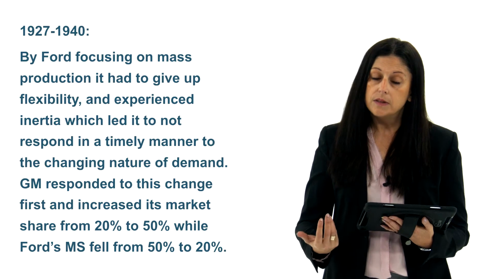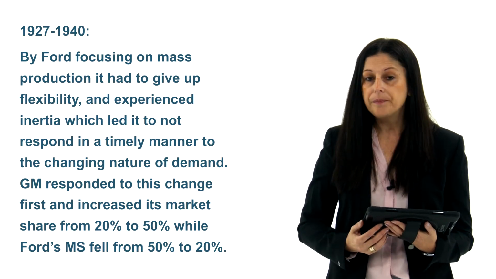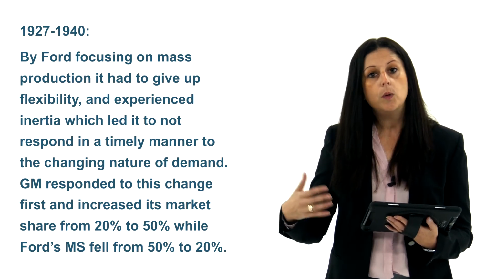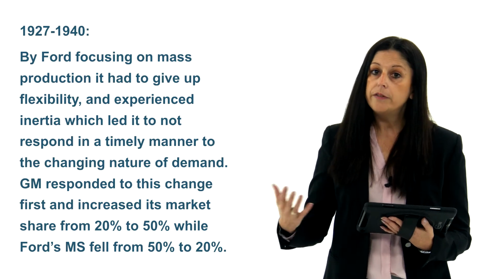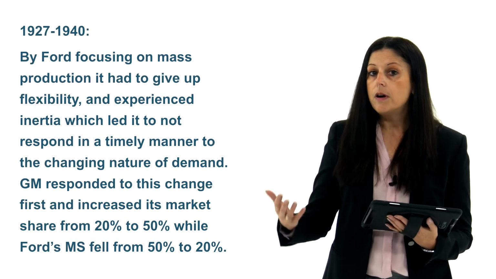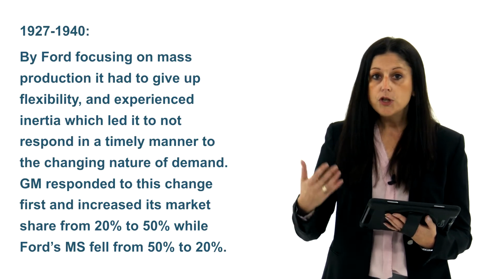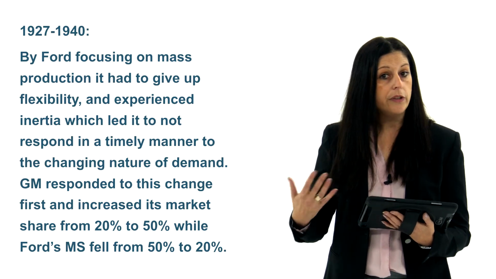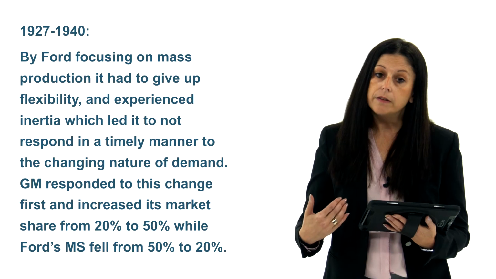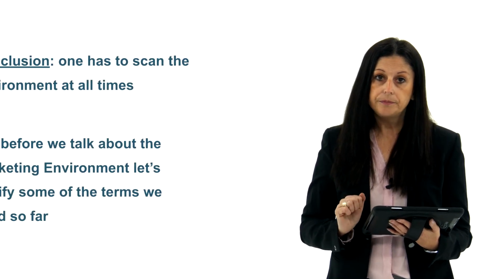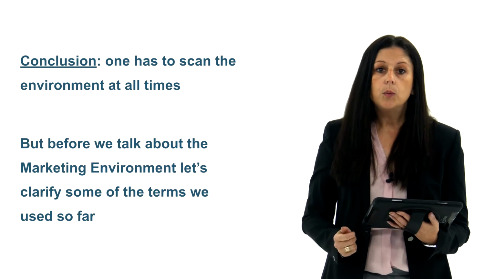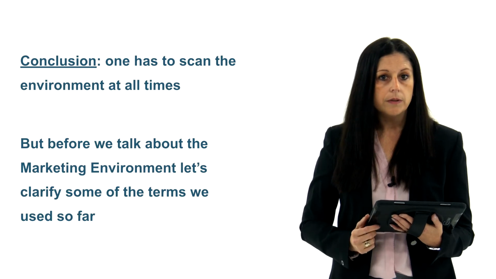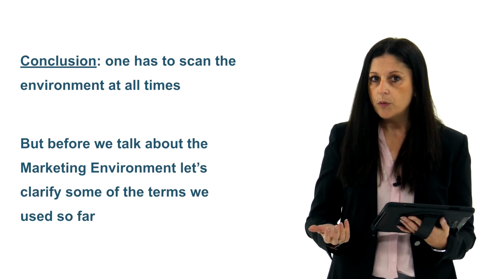However, the company that did realize that change was coming was GM. And GM responded first to this change. And the change was that now consumers did want to have cars that are unique. They wanted to be different than others. So they wanted cars in different colors or maybe different models. And unfortunately for Ford, by the 1940s, GM gained market share from 20% to 50%, while Ford's market share fell from 50% to 20%. So the conclusion is that one has to scan the environment all the time. However, before we discuss the marketing environment, let's clarify some of the terms that we use so far.